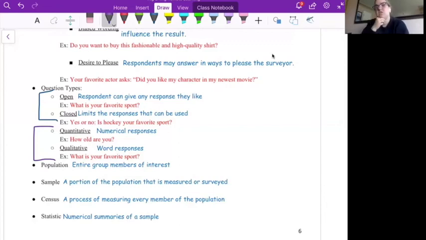Your homework is to do the Desmos activity that I posted on Google Classroom. You'll just enter that code and go through, and it'll prompt you with questions about survey bias. I'll make another video at some point next week to go through that with some answers, but it's a cool activity. You can submit your answers and then you can also see what other people's answers are.